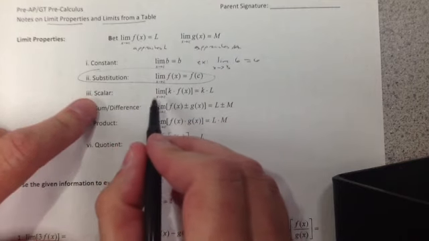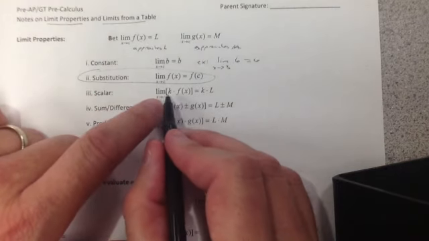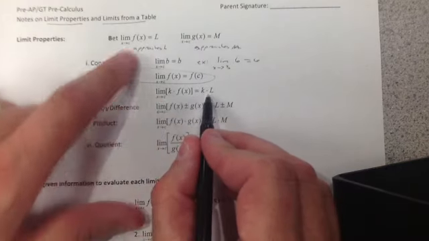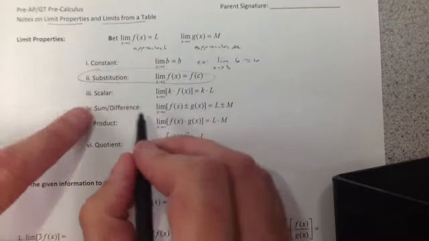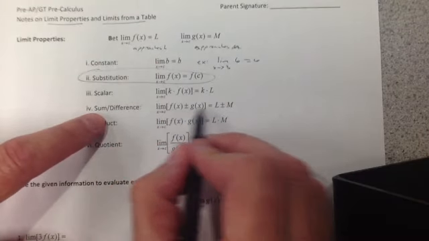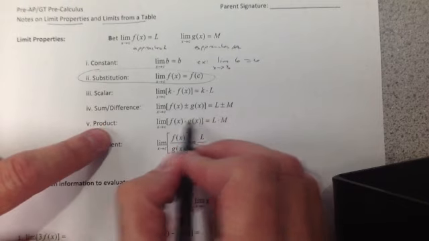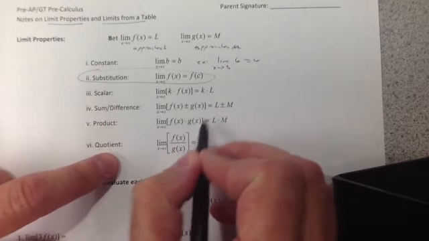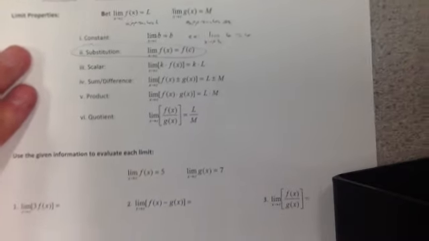We have a scalar property, which means if you're multiplying a limit by some constant, you can just multiply your answer by that constant. You can add or subtract limits. You can multiply and divide limits. And that's what those two are going to do. So let's take a look right here.